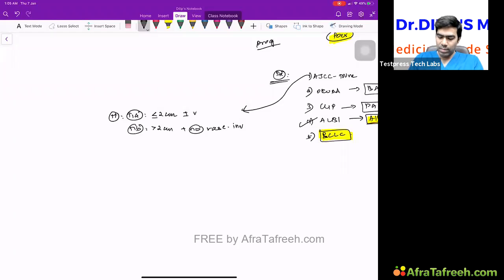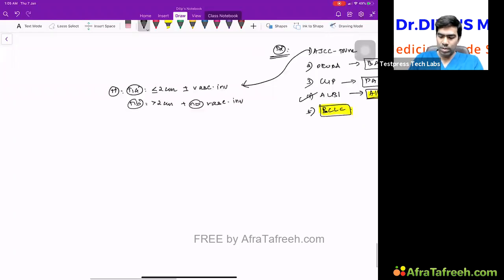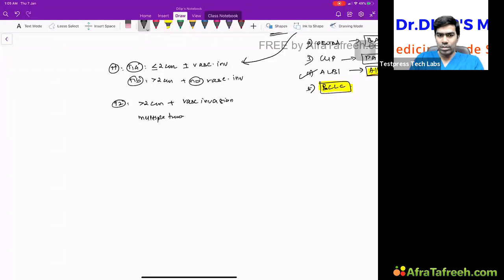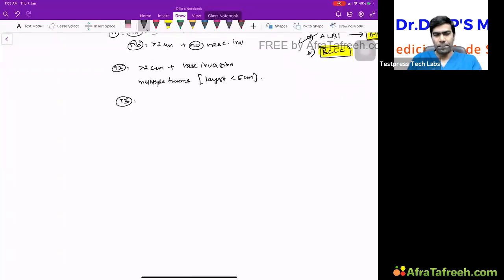Remember, less than 2 centimeters, plus or minus vascular invasion, doesn't matter, but more than 2 centimeters with no vascular invasion, that is T1B. And then we have the T2 stage. T2 is if the patient has a tumor more than 2 centimeters plus vascular invasion, or the patient has multiple tumors, but the largest tumor should be less than 5 centimeters. That means all tumors must be less than 5 centimeters only. That's the idea. Then T3 means the patient is having multiple tumors.